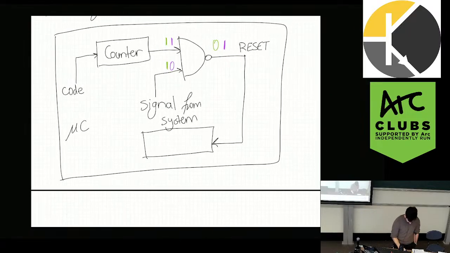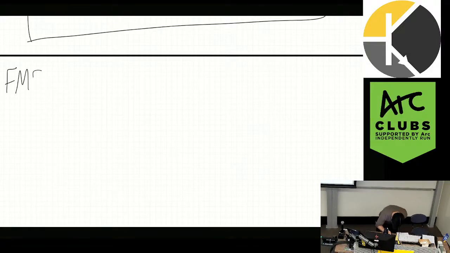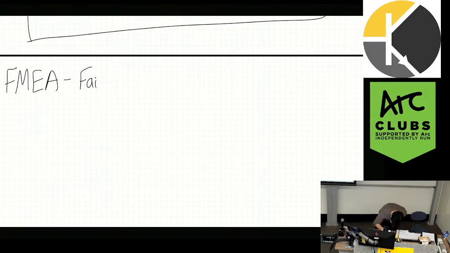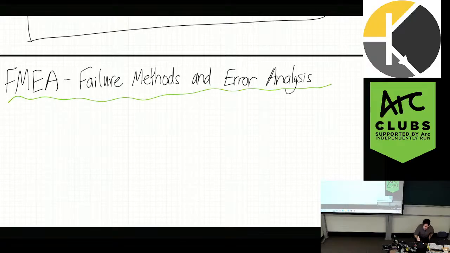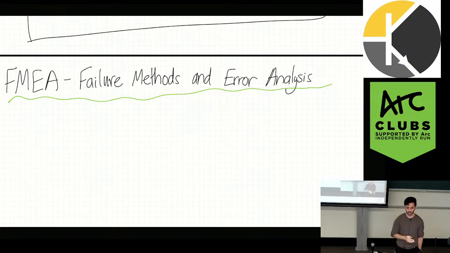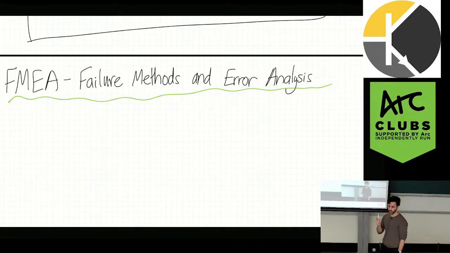Okay? Something else. The next thing to cover would be FMEA, which again, I can't remember what it stands for. I think it's failure methods and error analysis. Can someone fact check that? I can't remember. Is that right? Maybe. Okay, so this is another similar system where we want to test how robust our system is. Essentially, you have a system with a bunch of components, and we look at each component.